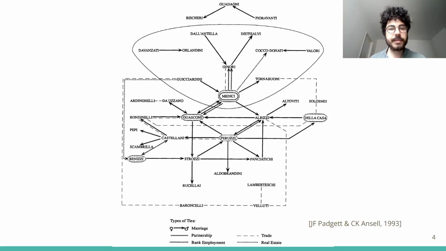To study social interactions and relationships, historians can rely on social network analysis and visualization. They model the relationships extracted from the documents into a network that they can analyze in depth. Here is a famous example by Paget and Ansel, where they explained the rise of the Medici family in Florence during the 15th century by their central position in the economical, political, and kinship networks of the powerful families of the city.